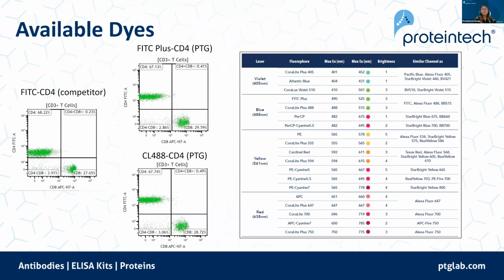And then here is just an overview, a chart of all the dyes that we offer that are compatible with several different lasers. As I mentioned, we have our in-house Coralites as well as antibodies conjugated to conventional dyes. So we have things like FITC, PE, APC, and then we also have other dyes such as Atlantic blue, which is spectrally similar to Pacific blue, or cardinal red, which is spectrally similar to Texas red.